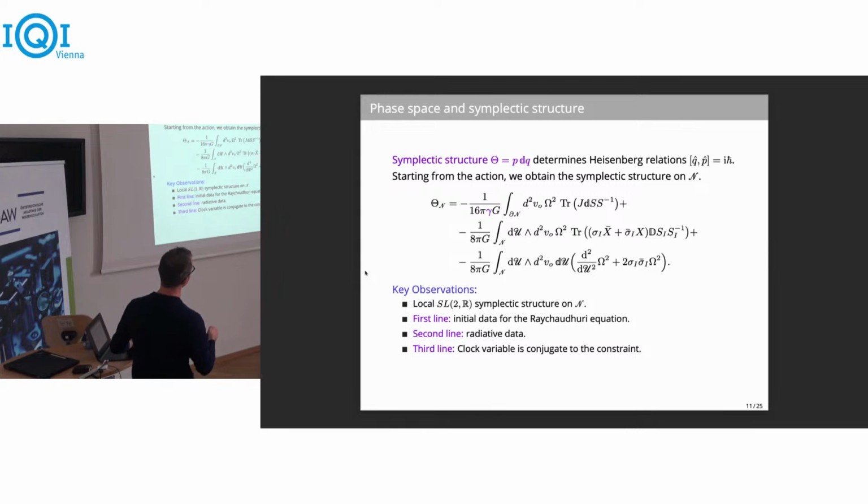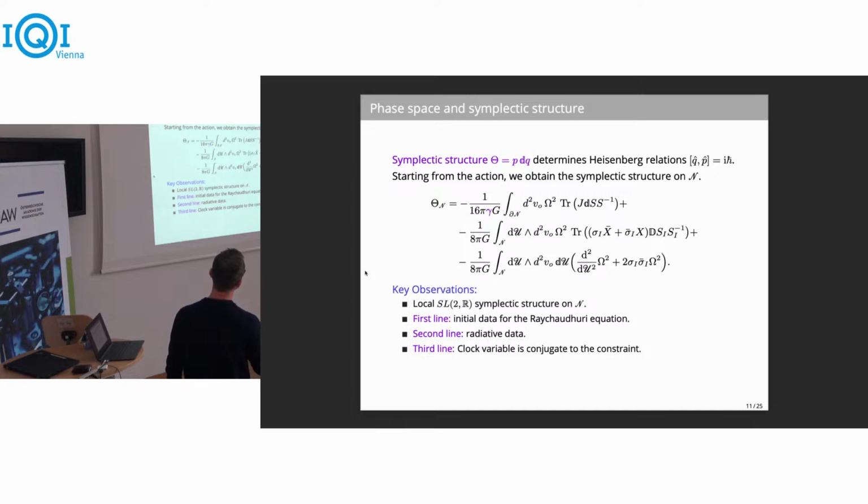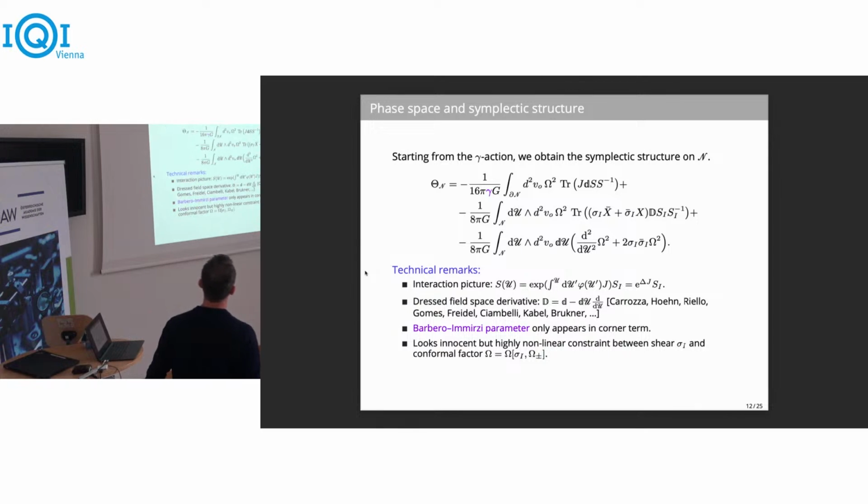So at the Hamiltonian level, the constraint generates shifts in the time variable. A few more technical remarks. I introduced this index I here. This is just a kind of U(1) interaction picture where I split off this U(1) factor into addressing of these shear degrees of freedom. And this capital D here is a dressed field space derivative.